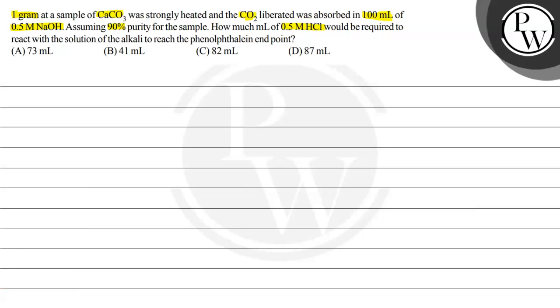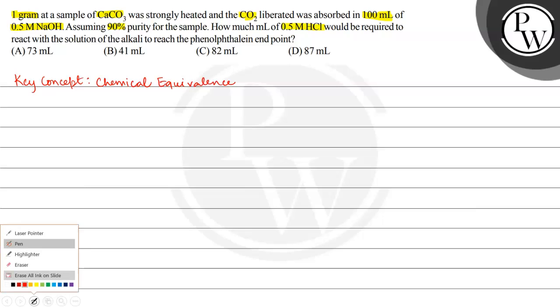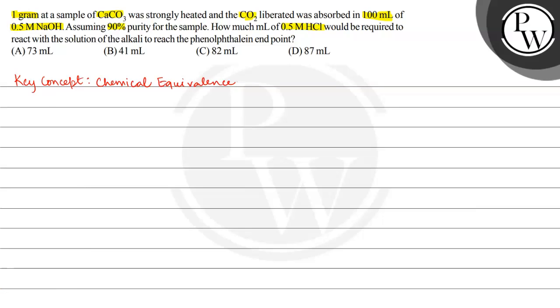So here the key concept is the concept of chemical equivalence. Alright. So यहाँ पर दिया गया है that we are heating a sample of calcium carbonate, which upon heating gives out calcium oxide and carbon dioxide. Now carbon dioxide को हम react करवा रहे हैं NaOH के साथ.